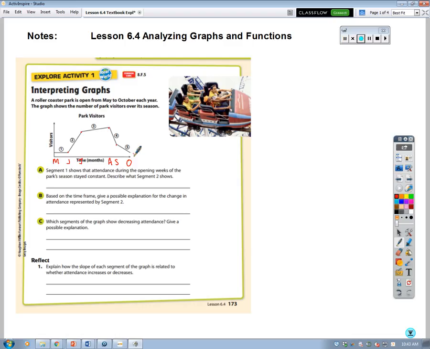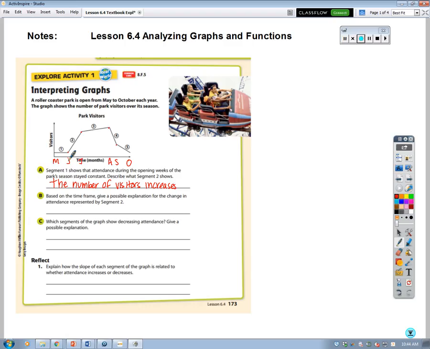Segment 1 shows that the attendance during the opening weeks of the park season stayed constant. What does segment 2 show, right? If segment 1 is constant attendance, this would be increasing attendance. So the number of visitors increases. And I know that because I've got visitors increasing over time, which is in months.